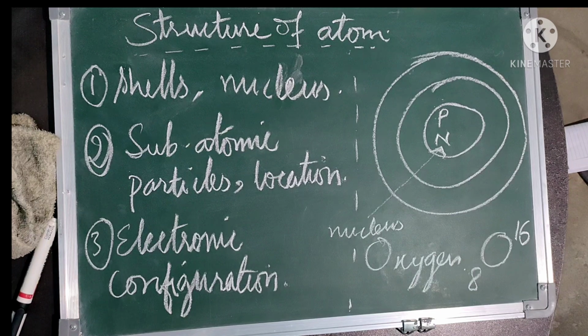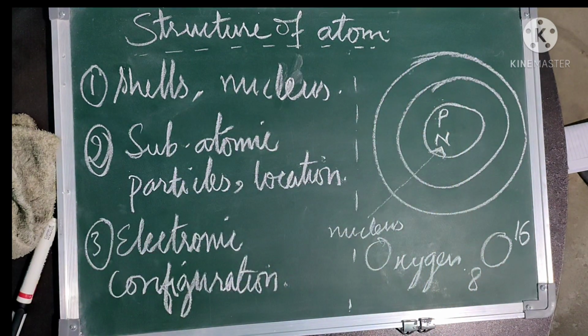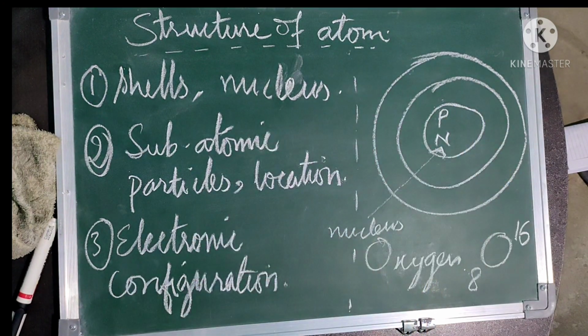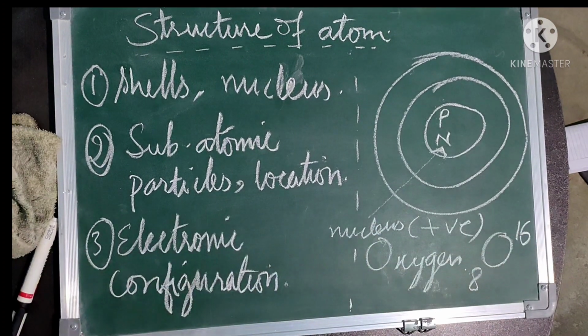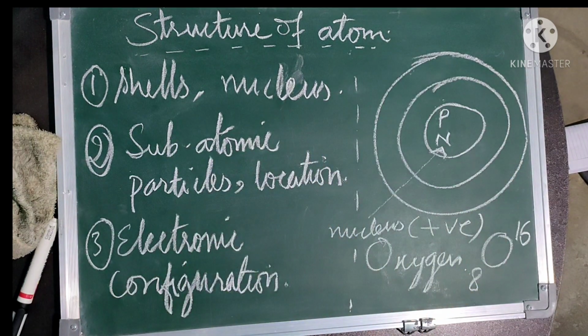the subatomic particles, electrons which are negatively charged, they revolve around the nucleus in shells. The positively charged particles, that are protons, reside in the nucleus. Neutrons are neutral in nature, they don't have any charge, so the nucleus is positively charged, whereas the shells are having negative charges, that is electrons, which revolve around them.